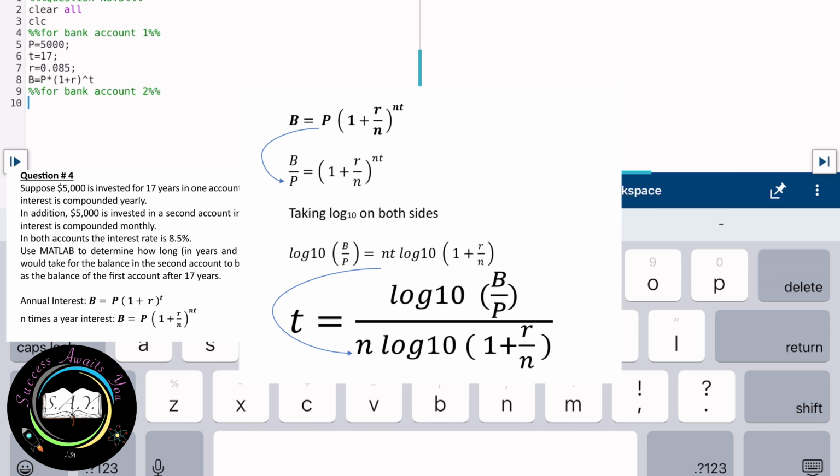Since P is multiplying on the right-hand side, we will send it to the left, where it will then divide B. Then we will use the logarithmic formula on both sides, through which the power comes down to the left-hand side of the log function, as you can see here. Then we will shift the complete term to the left, where it will then divide B upon P. So now, the formula is ready, which is T equals log base 10 of B upon P, divided by log base 10 of parentheses 1 plus R upon N.